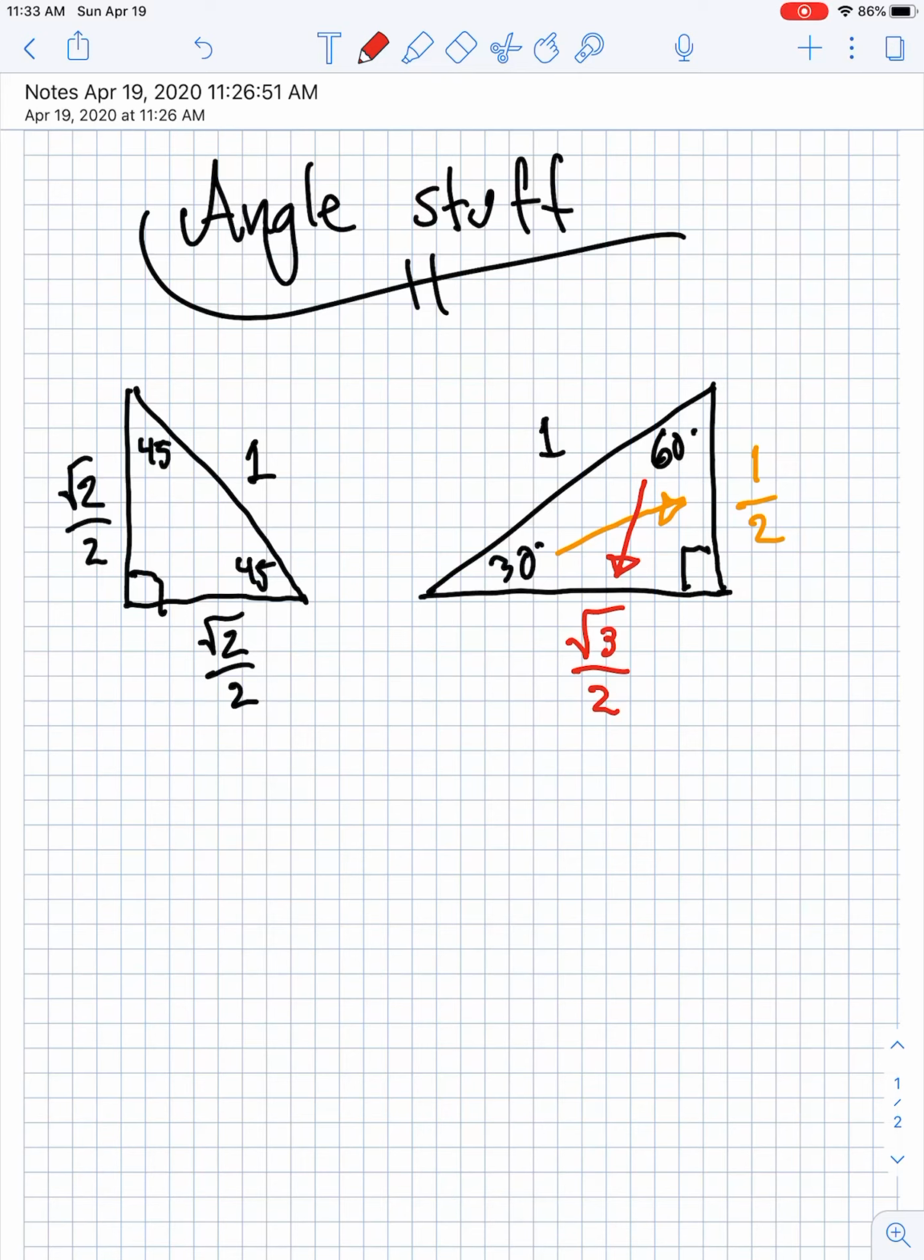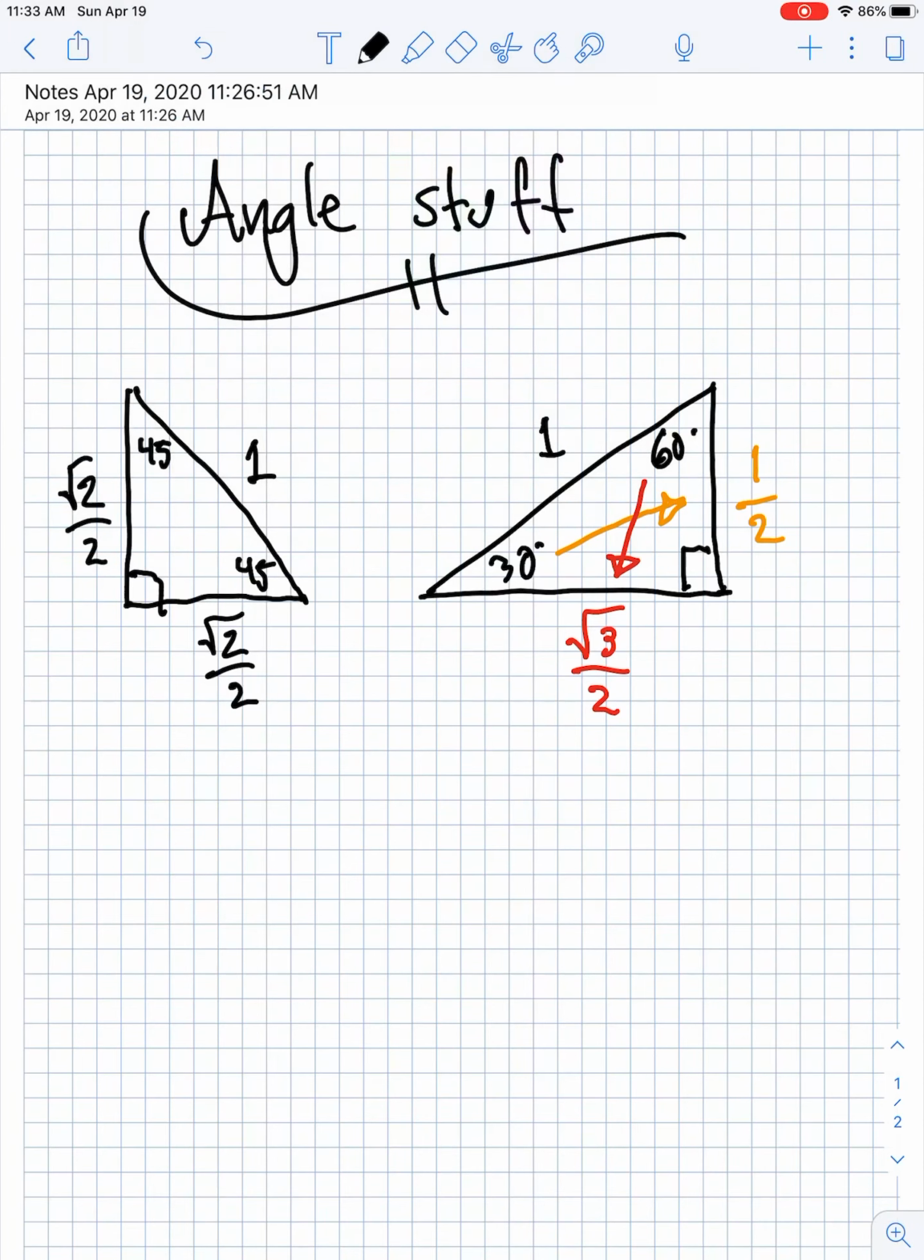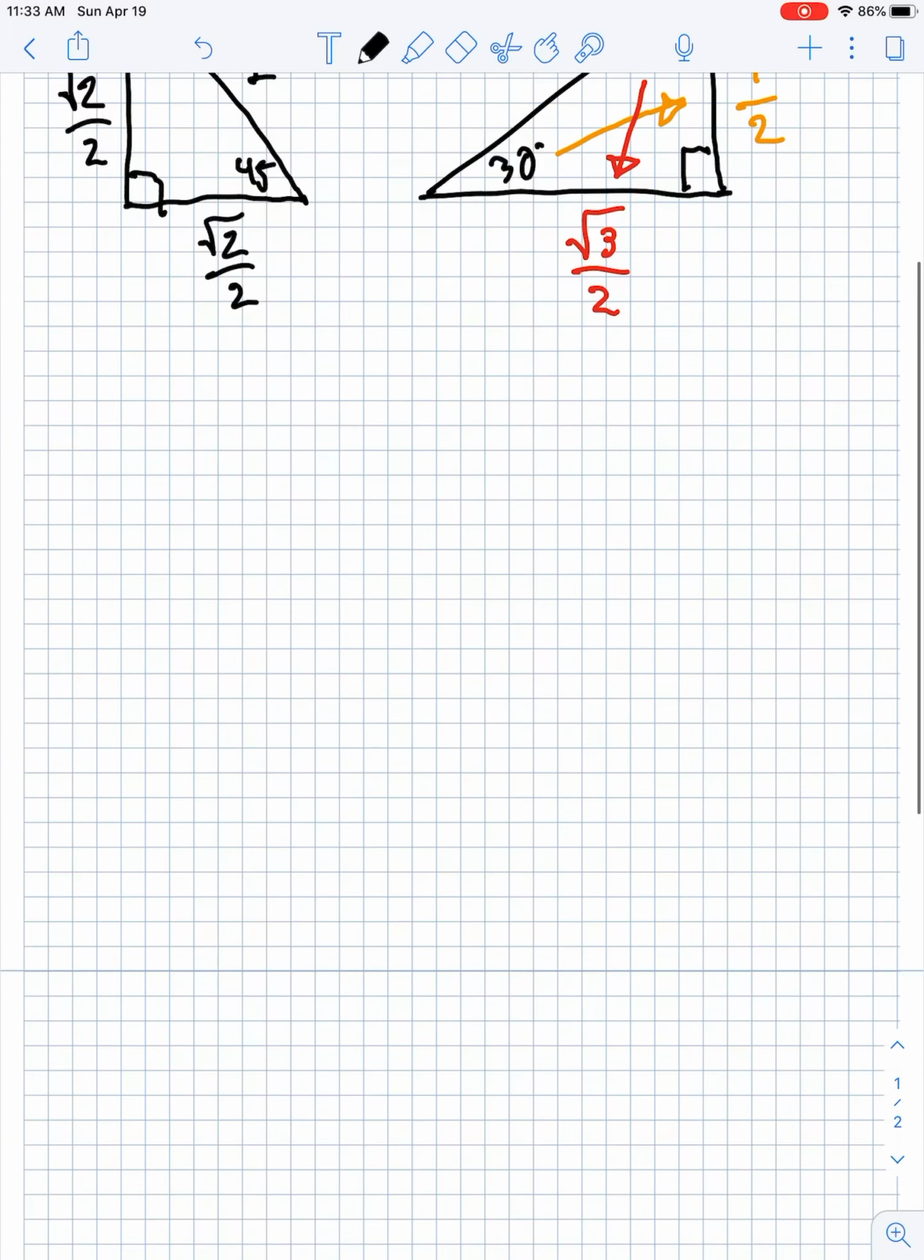Dedicate those to memory. If you don't have them memorized, put them on a flashcard. I'm not a big fan of memorization when it comes to math, but to be honest, I do have those completely memorized at this point. So we are going to use those eventually, but right now let's talk about standard position.